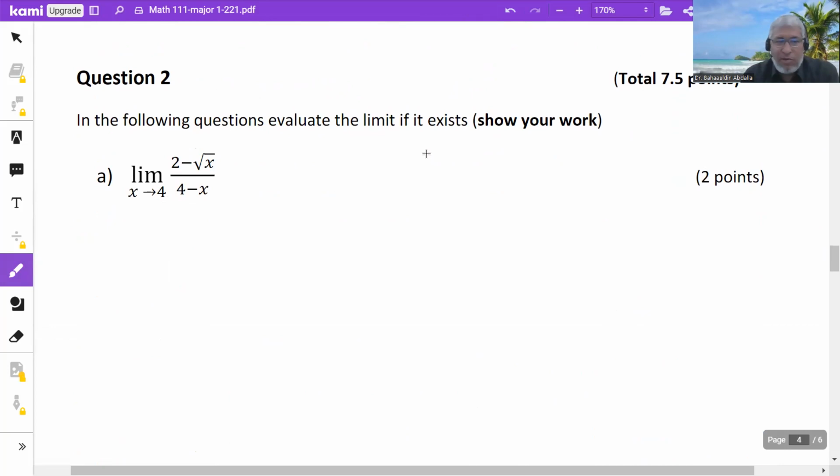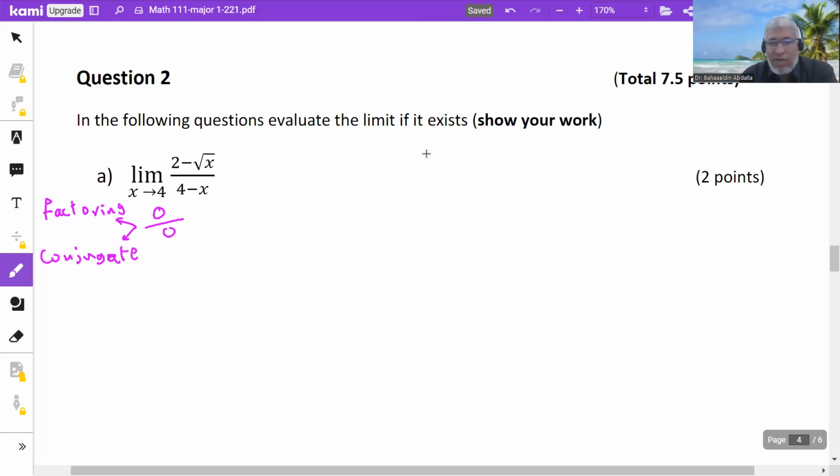Find this limit. Okay, replace x by 4. So 2 minus square root of 4, 2 minus 2, that's 0. 4 minus 4, 0. I have 0 over 0. Whenever you have 0 over 0, you try something algebraic. So you simplify, either by factoring, or maybe multiplying by the conjugate, or maybe other types of simplifying.